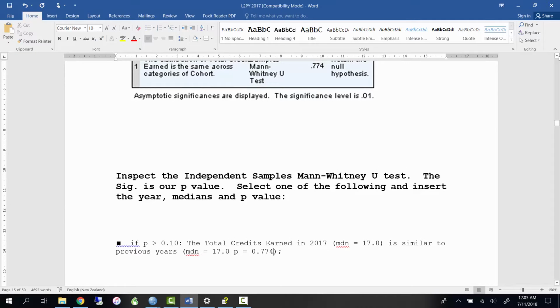Yes. So they did worse on the externals, better on the internals, and overall the total credits earned were similar. There's no significant difference.